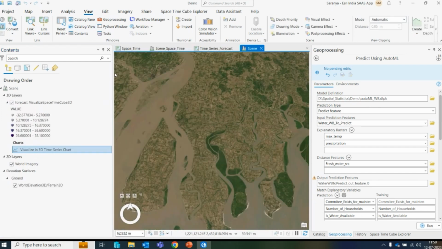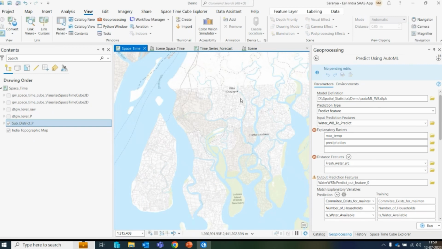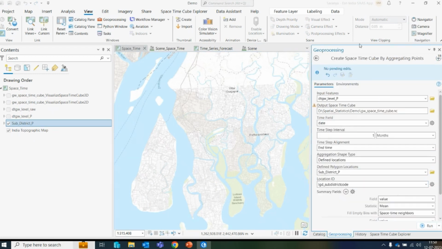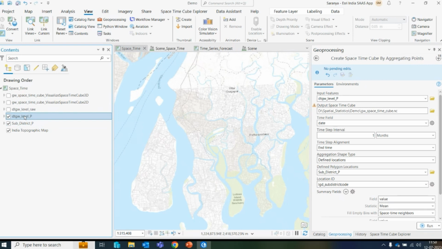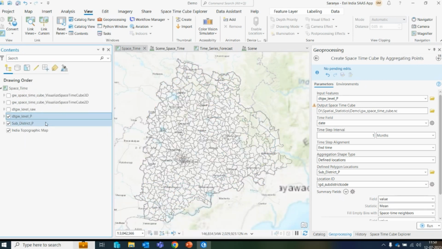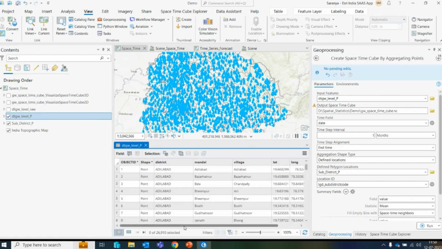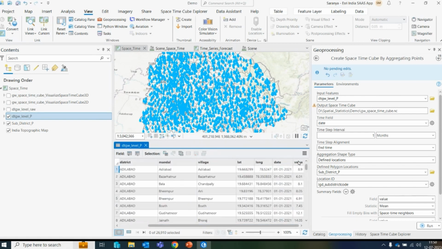Finally, I would like to talk about space-time cubes. When we started the session, I promised that we'll be discussing space-time data also. What I have here is groundwater data in the state of Telangana. Each of these points represents a value for depth to groundwater level. These are meters below ground level.